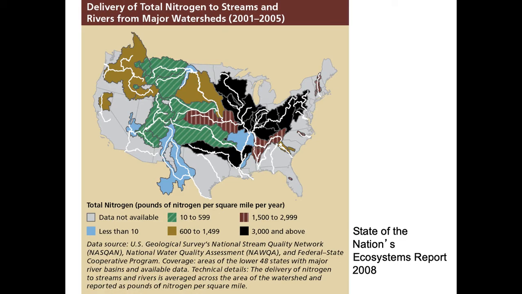This shows the delivery of total nitrogen in different areas, in different watersheds. And you can see a lot of the black is here. And this is the corn belt. This is where we grow tons and tons of corn. And we put lots of fertilizer on there, or we sometimes rotate with soybeans.